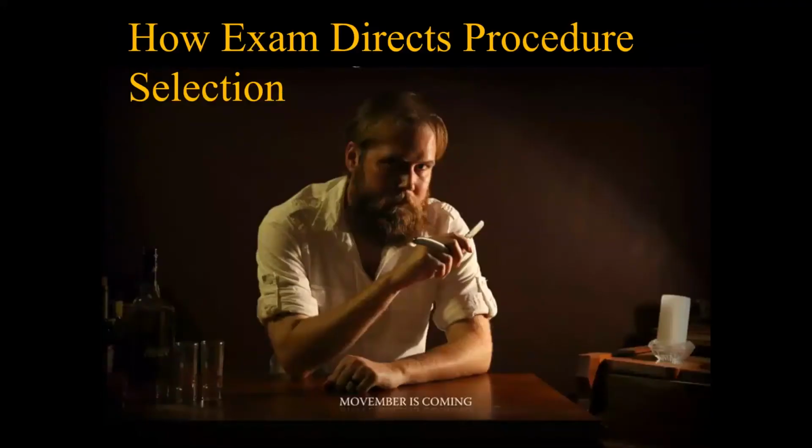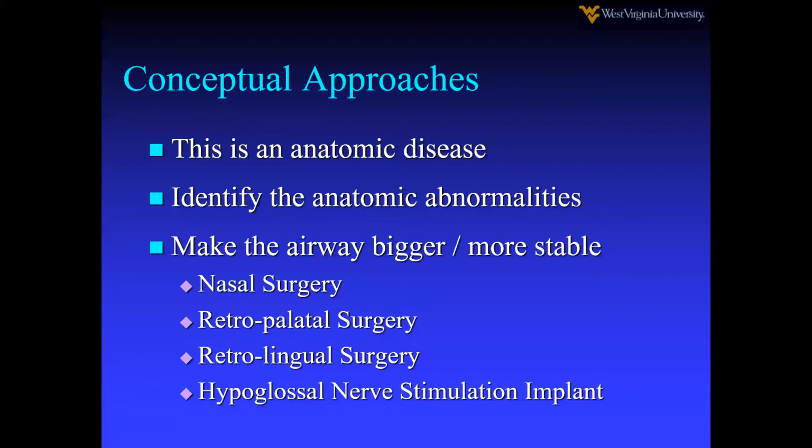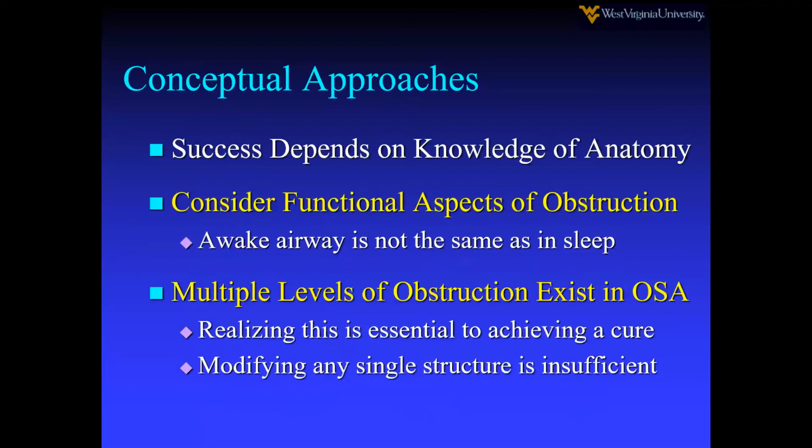So the next section is, how does exam direct procedure selection? This was what Adrian was asking about earlier. The basic concept is that this is an anatomic disease, although there's some interplay of physiology. We must identify these anatomic abnormalities the best we can, and our goal is to make the airway bigger and more stable, including the nasal surgery, the retropalatal, retrolingual, and hypoglossal nerve stimulation implant, which actually is physiology overcoming anatomy in that last one.